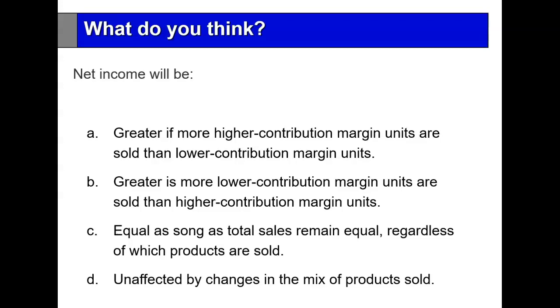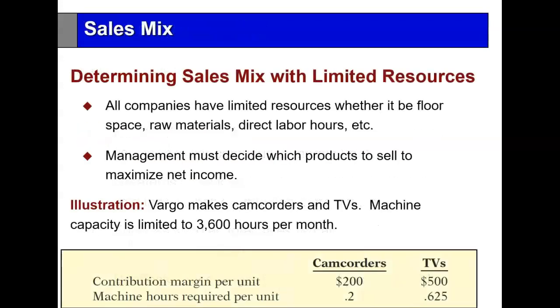So here's a question. What do you think? Net income will be: A, greater if more higher contribution margin units are sold than lower contribution margin units. B, greater if more lower contribution margin units are sold than higher contribution. C, equal. D, undecided. The answer, of course, is A. And so for sales, that sales mix with the different contribution margin is very important.